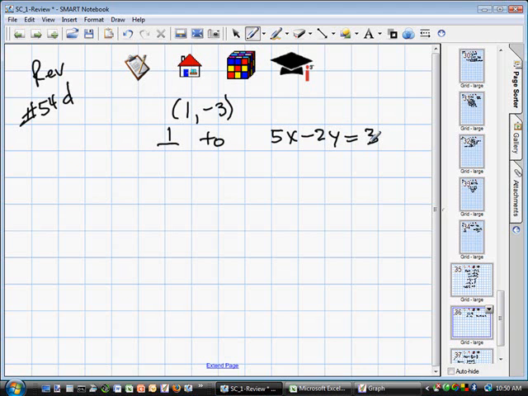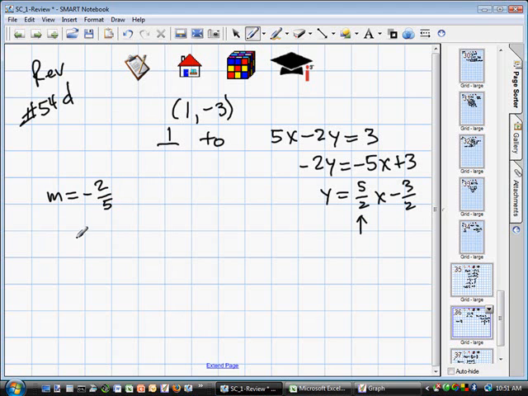So what I got to do is take that equation for that perpendicular part, and I need to get it solved for y first. So -2y equals -5x plus 3. Divide both sides by -2. So now, there's the slope of the original line. If that's that slope, then what's mine? Because mine is perpendicular. Right, so my slope is going to be -2/5.